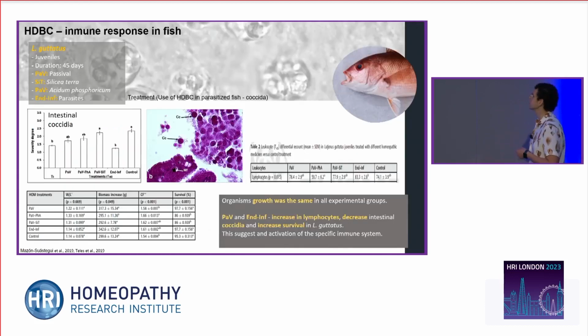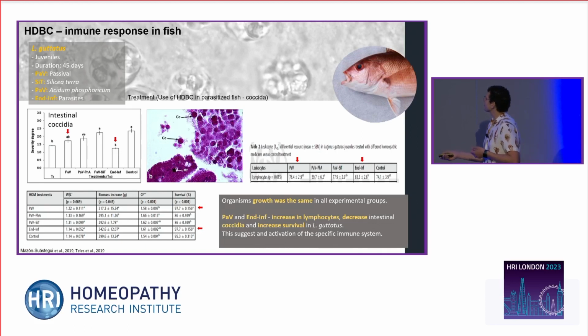This is our first study. We evaluated these homeopathic medicines, Passival, Pha, Seed, and Eve. These fish already had a parasite in the intestines, a Coccidia parasite, and we treated them with homeopathic medicines. What we saw is basically that when we add these homeopathic treatments, a good thing is that all the organisms are growing the same. We are not having negative effects.